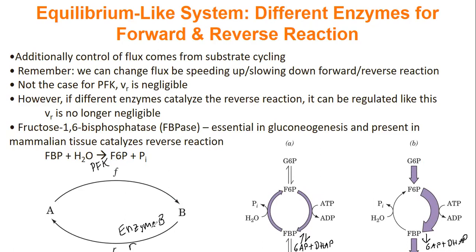We really need this because PFK is irreversible. It can go forward, but it can't go reverse. That's why it says here, reverse is negligible. PFK only goes in one direction. But we have a second enzyme that actually can do the reverse reaction. Since we can turn that on and off, the reverse pathway is no longer negligible. We just have two enzymes, one controlling the forward and one controlling the reverse pathway. By speeding these up or down, we can change flux.